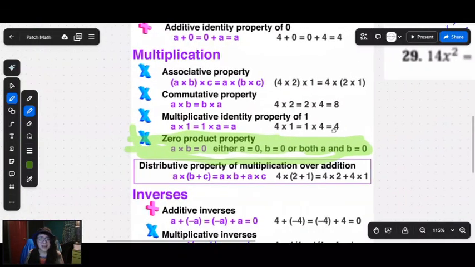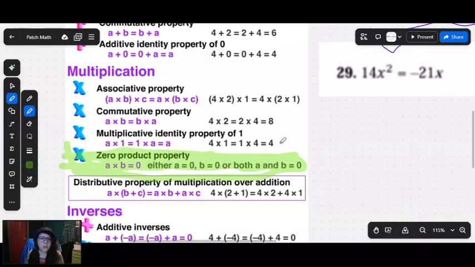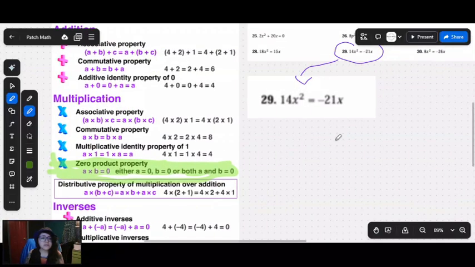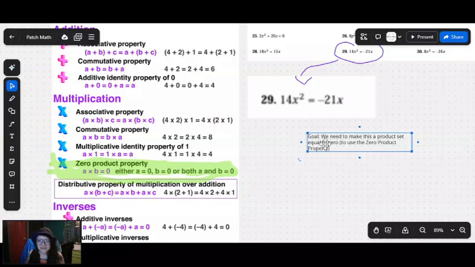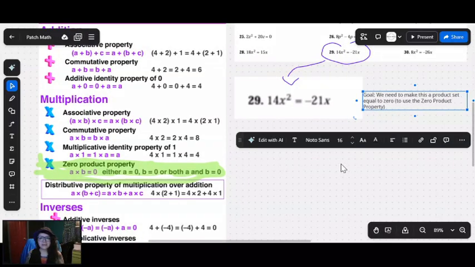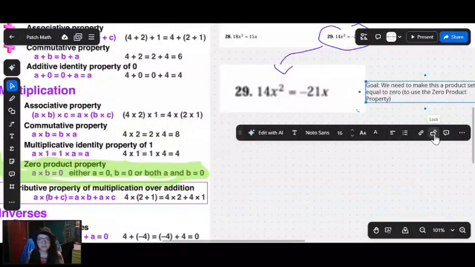Now, you may be saying, hey, Kalo, there's no product here. Well, the reason I wanted to show you that property is we are going to manipulate this equation so that we can use it. That's the goal. We have to know what to do to this equation. So the zero product property basically has two parts: a product set equal to 0. I went ahead and wrote it to the side that we need to make this a product set equal to 0 to use the zero product property.